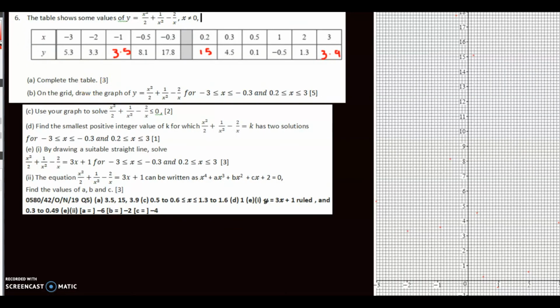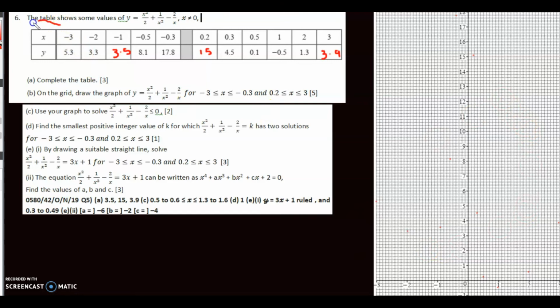Okay, in the next question, again, I filled up the table beforehand. All you need to do is substitute these values of x inside this equation and get the required value of y. For example, when you substitute minus 1 here instead of x, your calculator will give you 3.5. For 0.2, it will give you 15. For 3, it will give you 3.9.